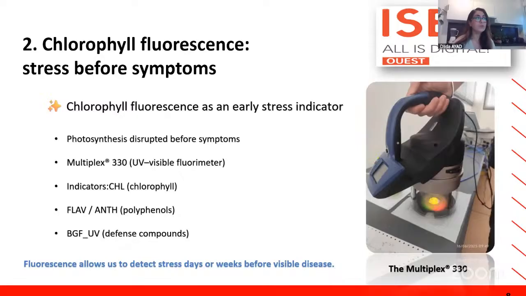We move to the second approach, chlorophyll fluorescence, which is one of the earliest indicators of plant stress. When a pathogen attacks a plant, photosynthesis is disturbed long before necrosis or sporulation becomes visible. The Multiplex 330 is a mobile, UV-visible, autonomous, and non-destructive fluorimeter designed to measure real-time physiological parameters of plants on leaves, fruits, or seeds. So fluorescence allows us to detect stress days or weeks before visible disease.